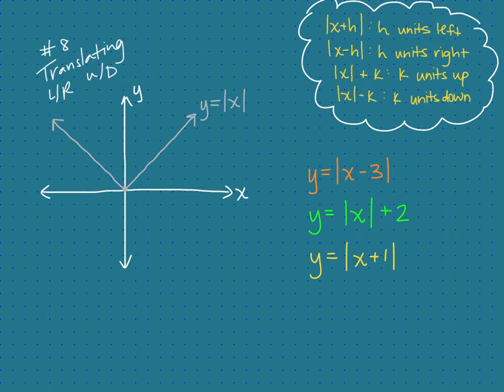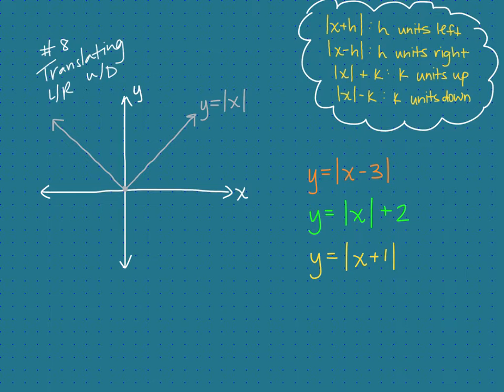All right, number 8 will be translating either left, right, up, or down using the absolute value graph y equals the absolute value of x. Up in the corner, I wrote just the general ways that we move. If the plus or minus a number is on the inside of the absolute value, we're moving in the x direction, left and right. Plus does mean left and minus does mean right. Then if the plus or minus a number is on the outside of the absolute value, that means we're moving in the vertical direction, up and down, and it's like what you would think.